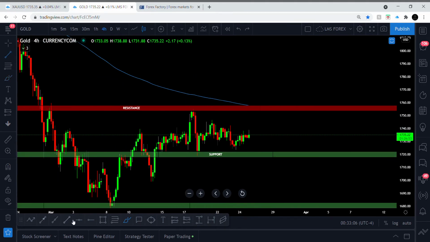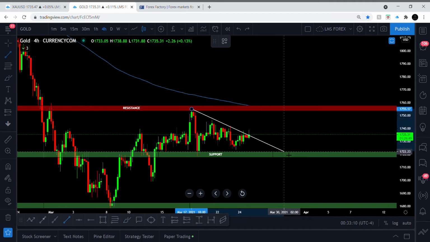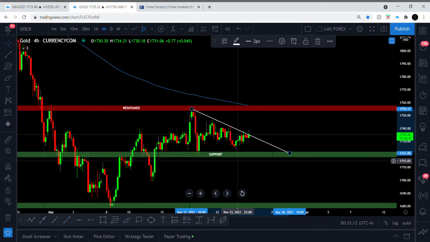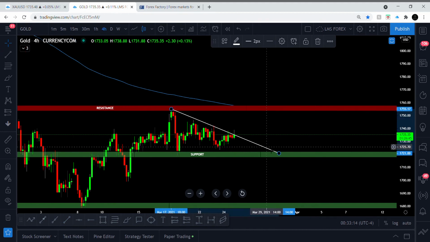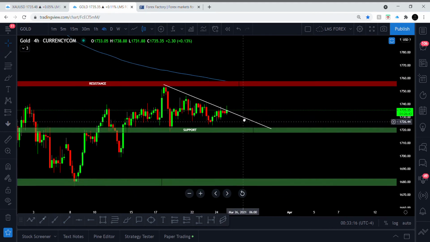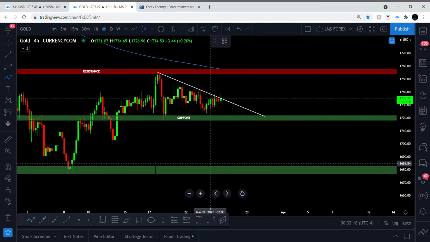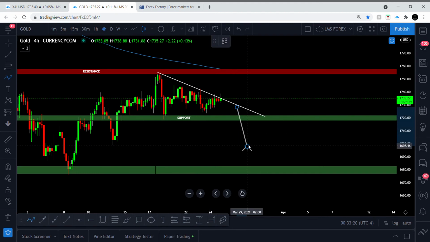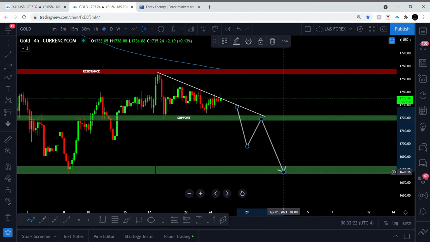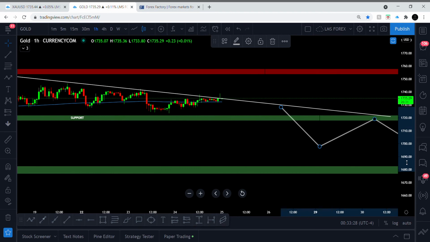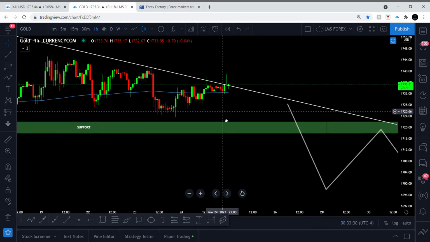However, this is creating a descending triangle pattern, and usually when you have a descending triangle pattern, the price goes down. So we potentially might see this coming this way, to come and test this area. And based on the rejections that we're looking at right now in this area, look at these rejections.